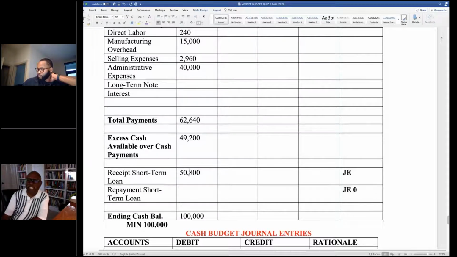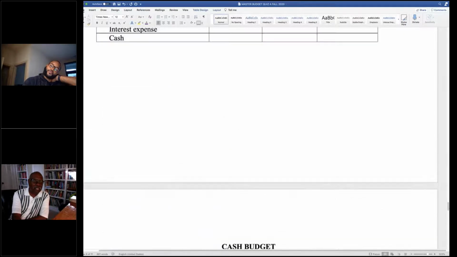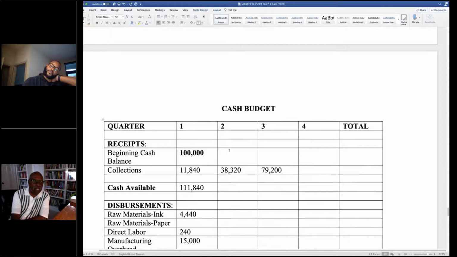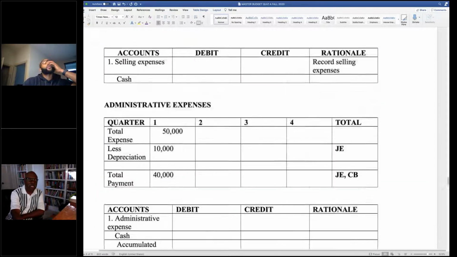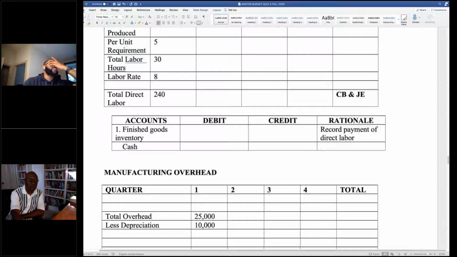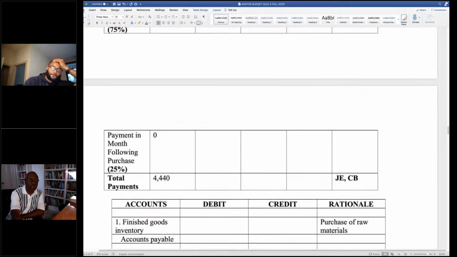Any questions on what we did? Not with that. Okay, and then we would bring the 100,000 up here because that would be our beginning cash in Q2. So we would borrow that money in order to use it for our next quarter. Yeah, we have to have that much in the bank. Okay.